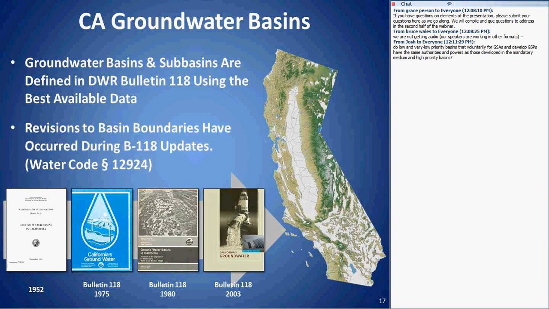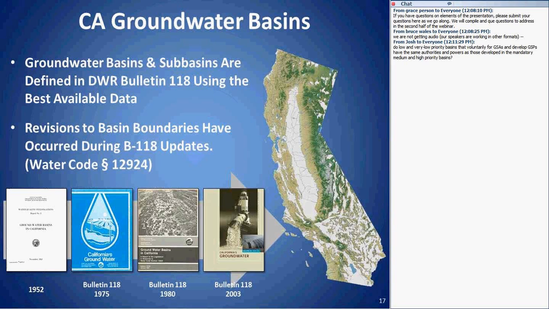All those basins and sub-basins are defined in DWR's Bulletin 118, and those basins have been defined using the best available information at the time that they were defined. And historically, revisions to basin boundaries have occurred during Bulletin 118 updates under an existing water code authority that the Department of Water Resources has.